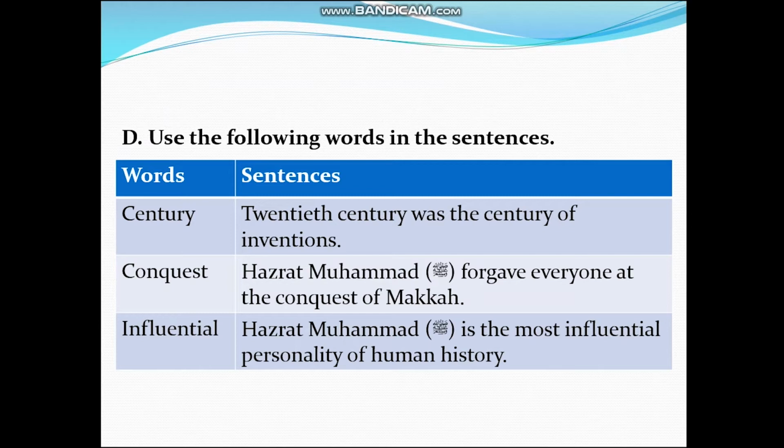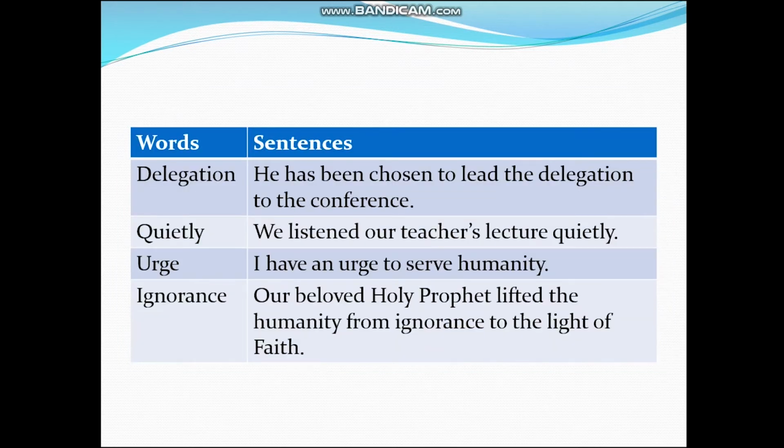Now use the following words in sentences. Century: 20th century was a century of inventions. Conquest: Hazrat Muhammad sallallahu alaihi wasallam forgave everyone at the conquest of Makkah. Influential: Hazrat Muhammad sallallahu alaihi wasallam is the most influential personality of human history. Delegation: He has been chosen to lead the delegation to the conference. Quietly: we listened to our teacher's lecture quietly. Urge: I have an urge to serve humanity. Ignorance: our beloved Holy Prophet lifted humanity from ignorance to the light of faith.